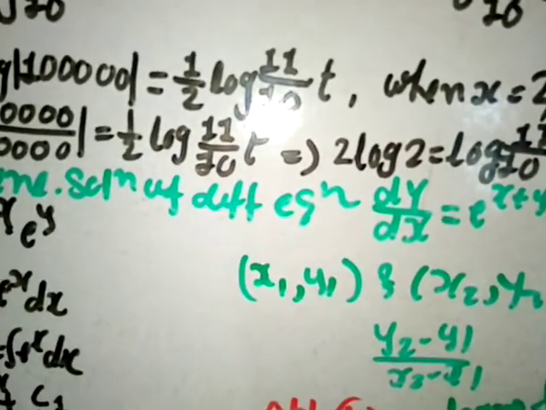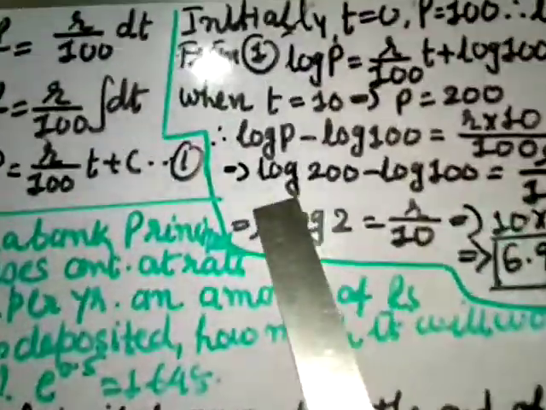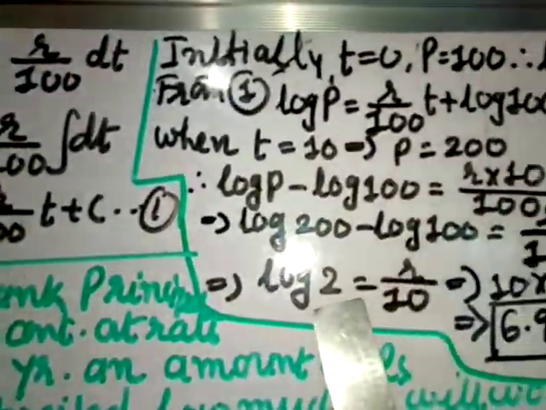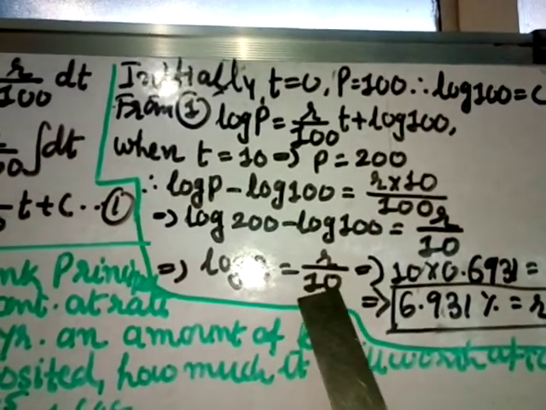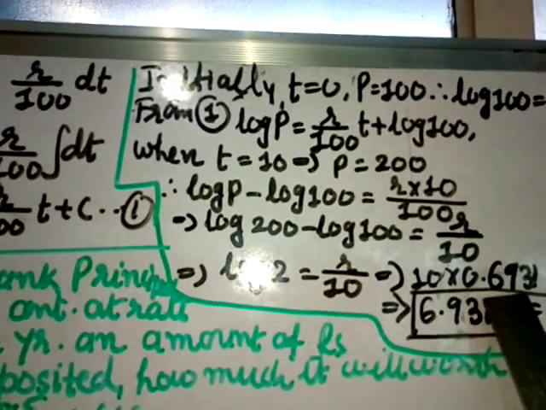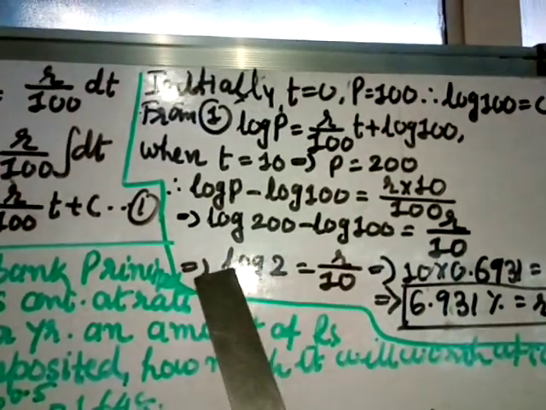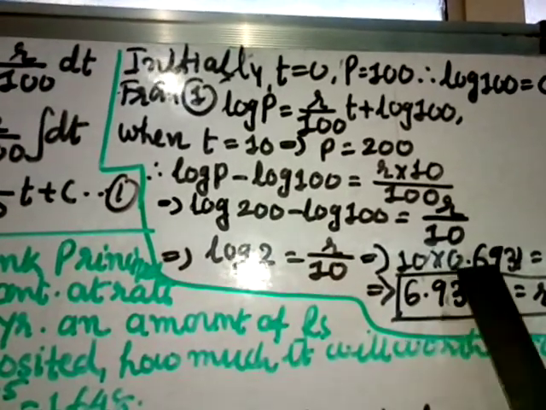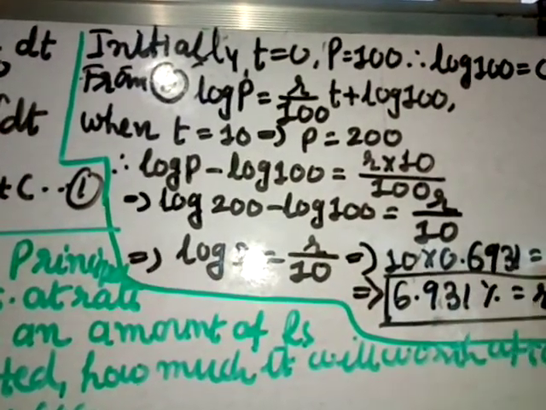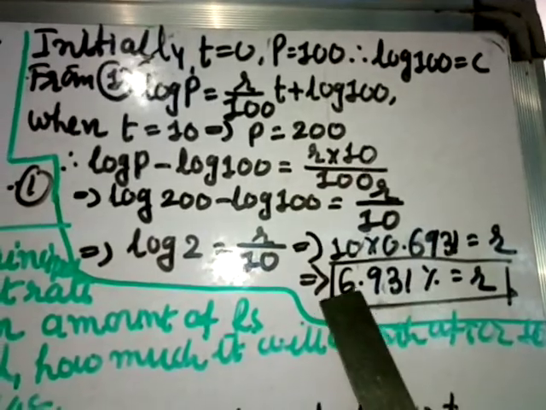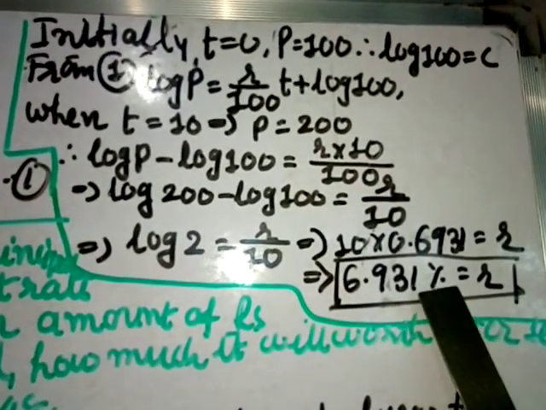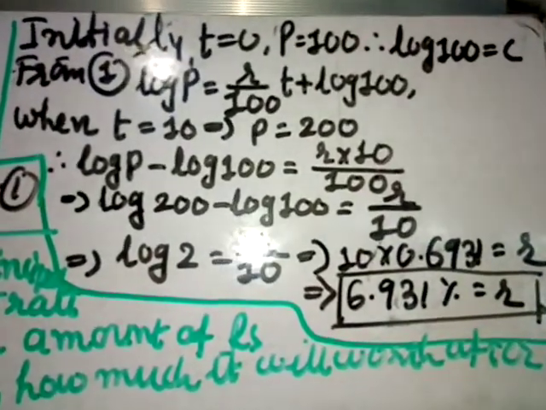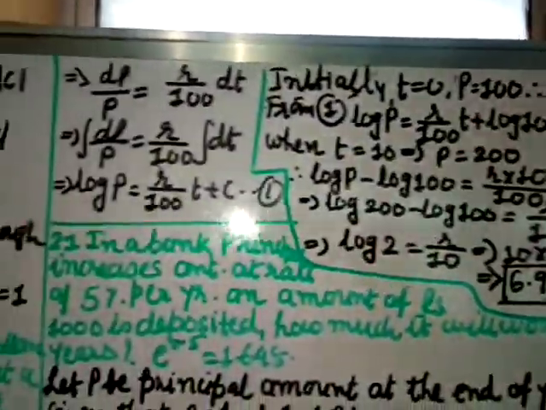So that is what I have written there. Directly, I have written that log 200 by 100 gives you log 2, equal to r by 10. The log 2 value is given in your question, so I have put that value, and this 10 I am transferring and multiplying. So 10 into log 2 value, 0.6931, is equal to r. Multiply this, you get 6.931 percentage is equal to r. So that is the value of r. They have asked to find r, and we have found r.